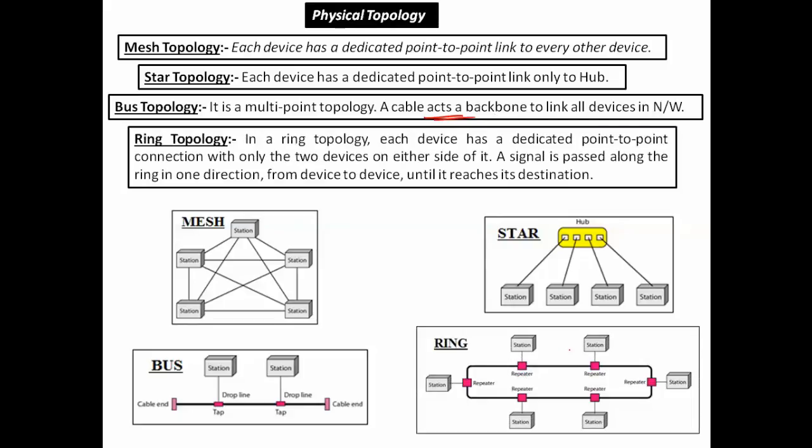Final one is ring topology. In this one, all stations are connected in the form of a ring in which there is a dedicated link between the devices. That is, each device will be connected with 2 devices on either side using a dedicated link, and the traffic flows only in one direction. So these are called physical topologies.